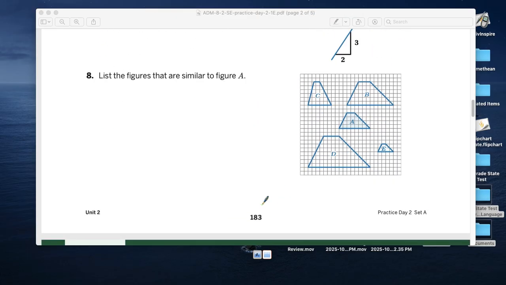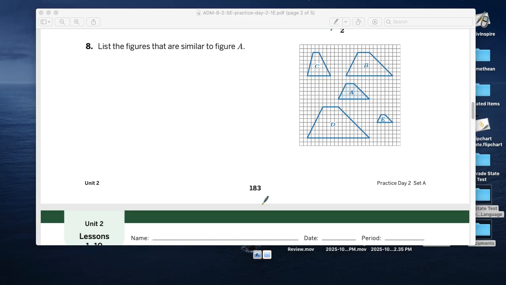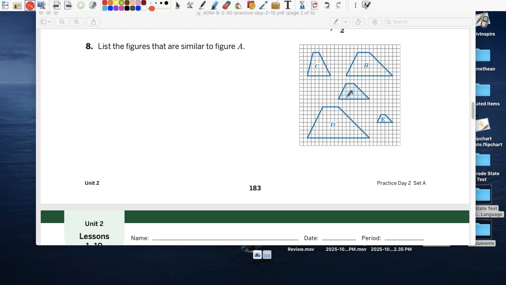Number 8. List the figures that are similar to A. The easiest way to do that is to put some values. So this is 1, 2, 3, 4, 5, 6, 7, 8. So this is 8, and the top is 2. This one is 4, and the top is 1. Are they similar? Yes, because 2 divided by 2 is 1, and 8 divided by 2 is 4, so this is a candidate. It's one of the possible answers.